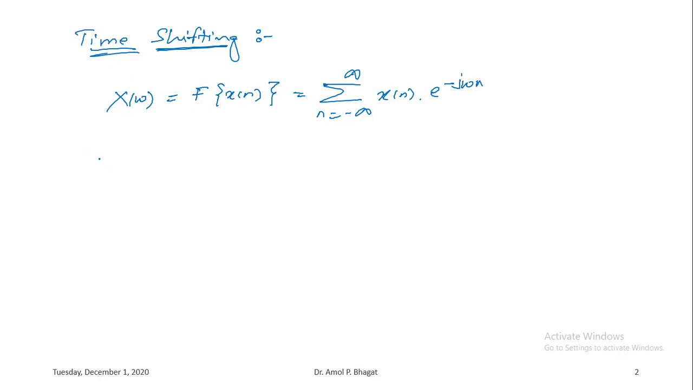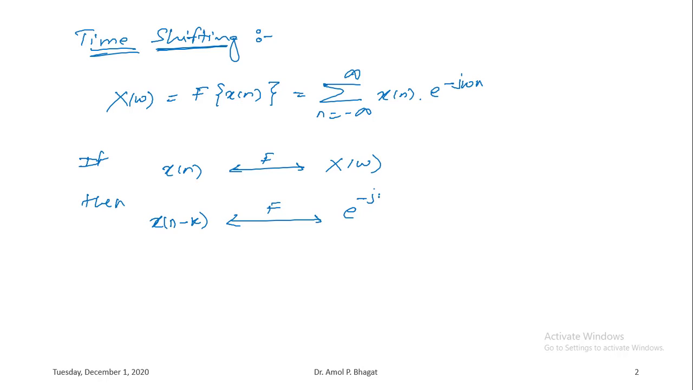So as per time shifting property, if there is a discrete time signal x of n with its Fourier transform capital X of omega, then the Fourier transform of time shifted signal, that is x of n minus k, where the signal x of n is shifted by k samples in time, will be simply the multiplication of e to the power minus j omega k, where k is nothing but the time by which the signal is shifted, multiplied by the Fourier transform of x of n, that is nothing but X of omega.